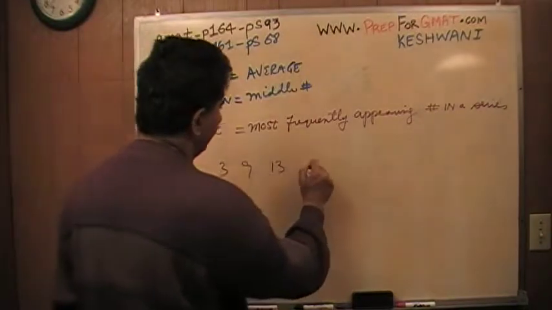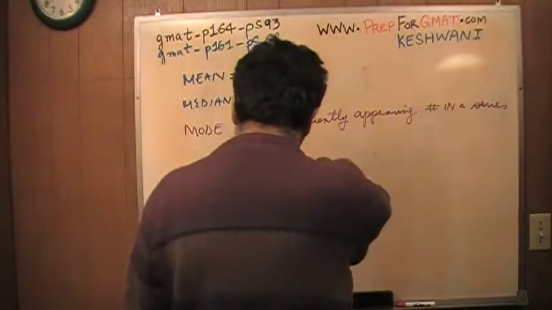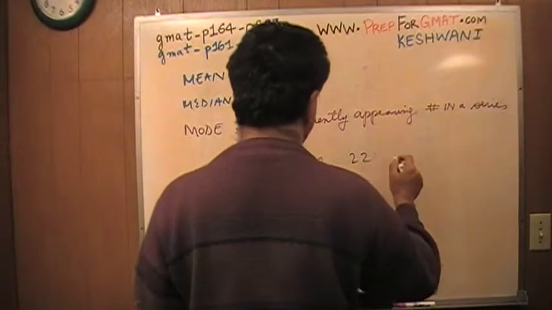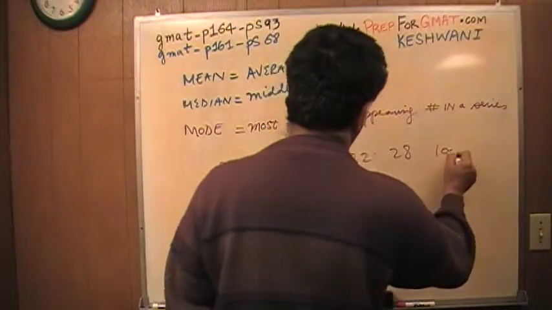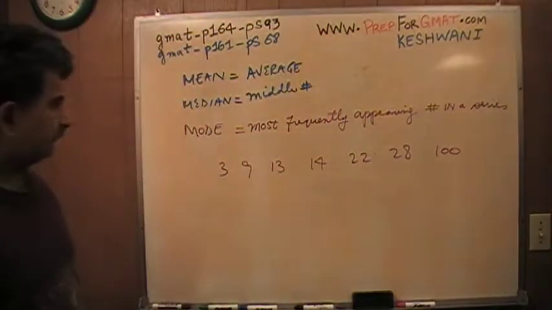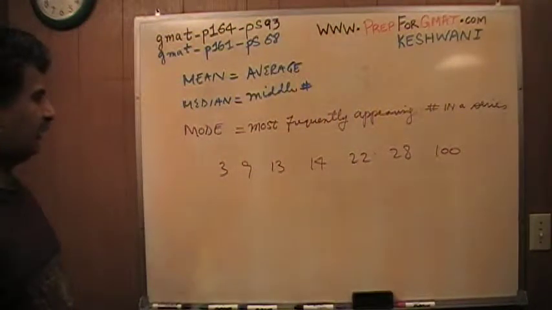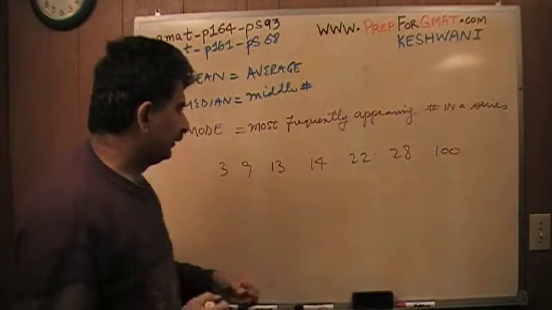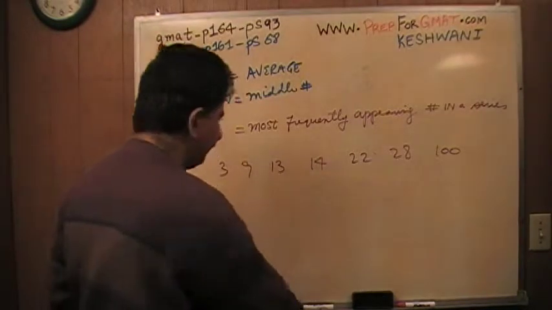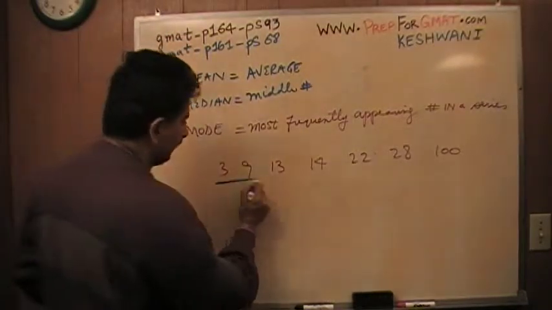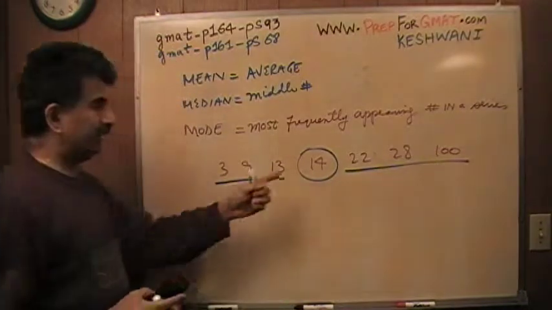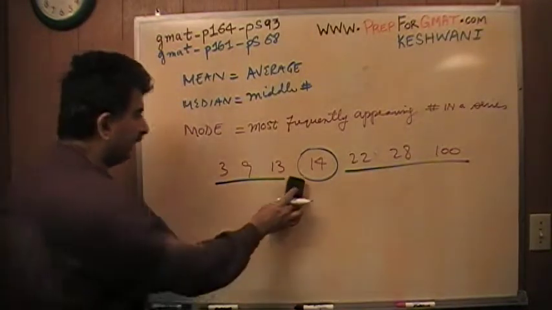So for example, if I give you the numbers 3, 9, 13, 14, 22, 28, and say 100, I'm making it up here. Let's first talk about the median. There are 7 numbers here. Since there are 7 numbers, there are 3 on this side, 3 on that side, and the median is this one. The median in this case would be 14. What if there were only 6 numbers?